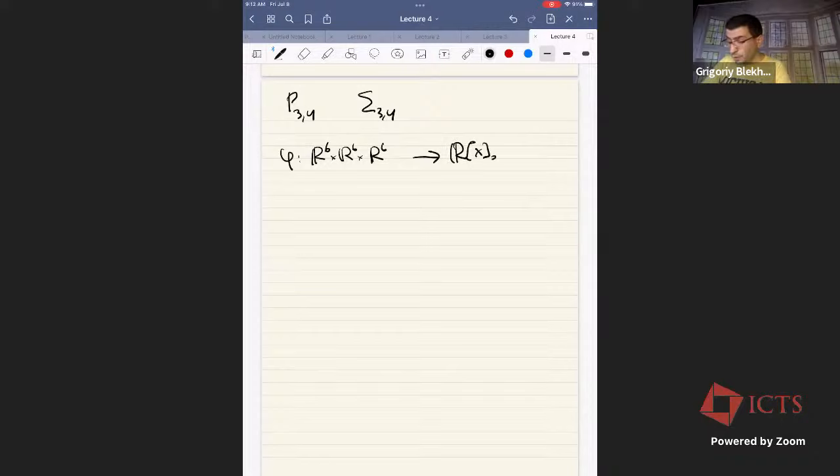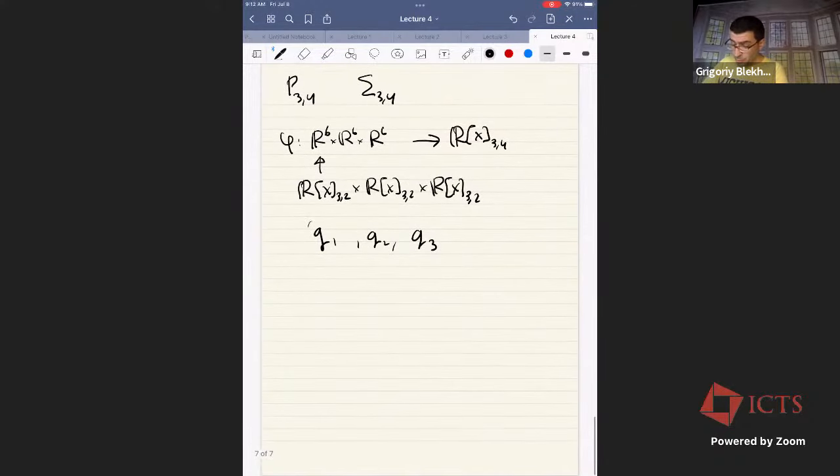Into ternary quartics. So these are 6s, these are really quadratic. So maybe I should have written it like this. This is R x 32. These are 3-dimensional. So I take 3 copies, and I map it into ternary quartics. And what do I do? I take Q1, Q2, Q3, 3 quadratics, and I map this triple Q1, Q2, Q3 into Q1 squared plus Q2 squared plus Q3 squared.